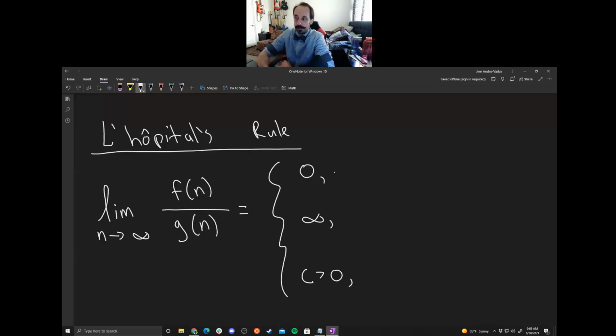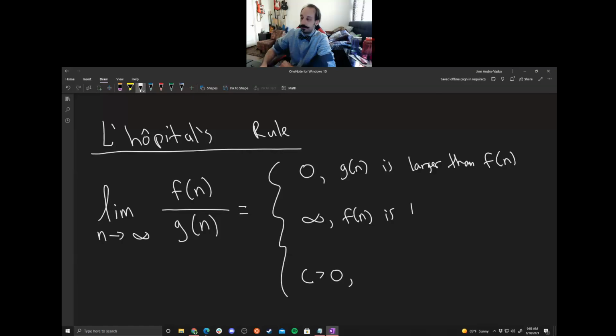If 0 comes up, that means g of n is larger than f of n, and I mean asymptotically larger. For example, if g of n was n squared and f of n was n, then g of n is asymptotically larger. Infinity means that f of n is larger than g of n.